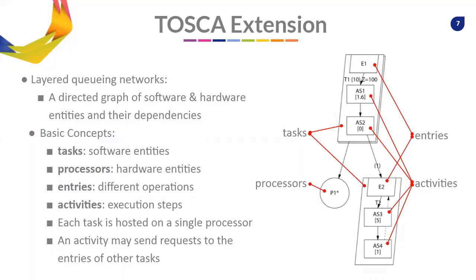Tasks represent software entities, while processors represent hardware entities. A task contains a set of entries that represent the different operations provided by the software entity. The entry contains a set of activities that represent execution steps of the operation. Each task is hosted on a single processor. The activity may send synchronous or asynchronous requests to the entries of other tasks. A simple layered queue network is shown on the right-hand side.